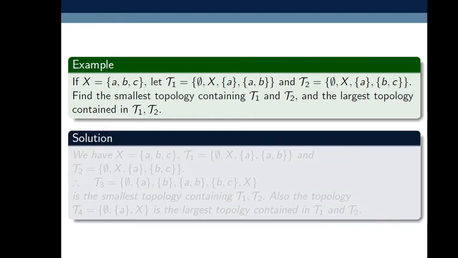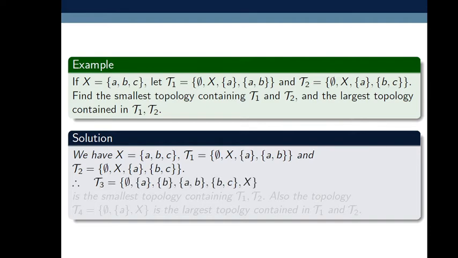So let's say our solution. We have X equals the set {a, b, c}. Tau 1 is equal to {empty set, X, {a}, {a, b}}, and tau 2 is equal to {empty set, X, {a}, {b, c}}. So this is the provided information.